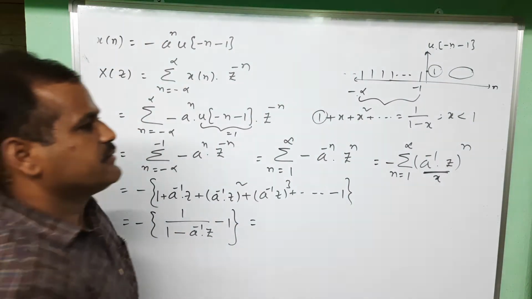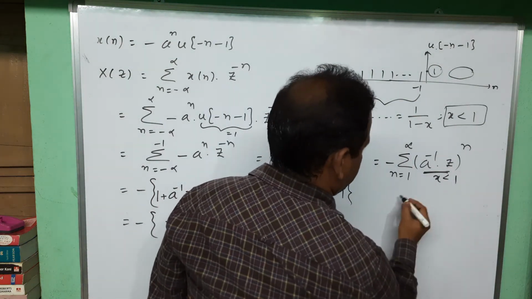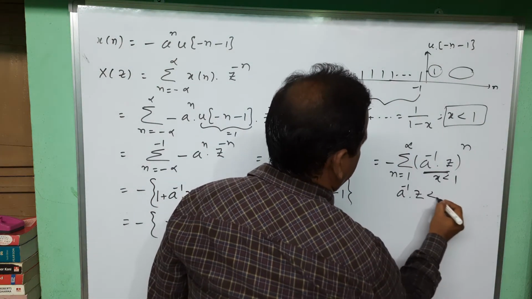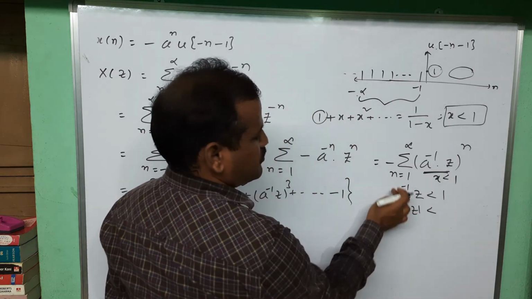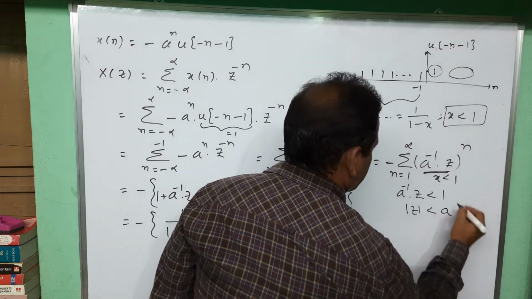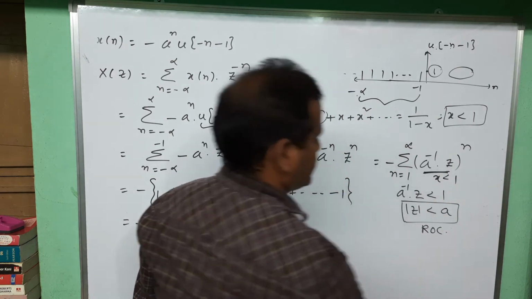Under the condition x less than 1, that means mod a inverse z less than 1. That means mod z less than a, since a inverse means 1 by a going to that side. So this is the ROC.